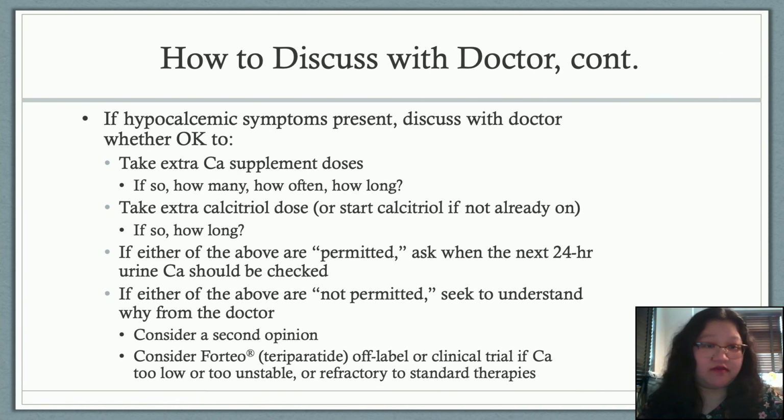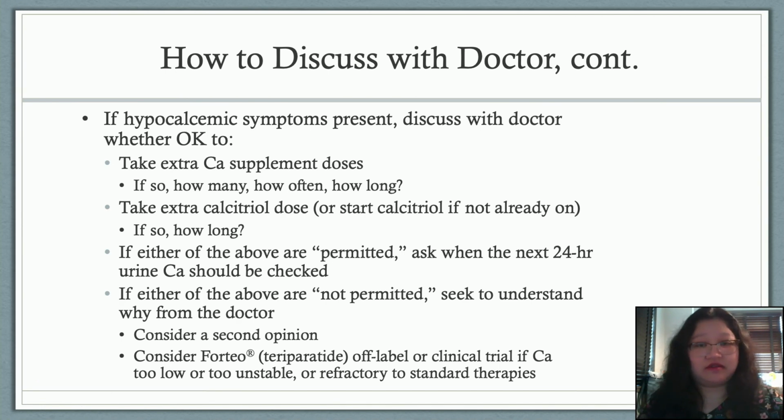But if either of the above are permitted, then the next question you need to remember to ask, because they might not automatically tell you, is: when should I next check my 24-hour urine calcium? If we're going to increase these things and try to help me get out of hypocalcemic symptoms, when should I get my labs checked again? When should I get my 24-hour urine checked again?